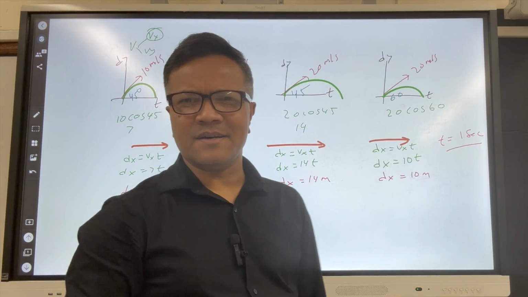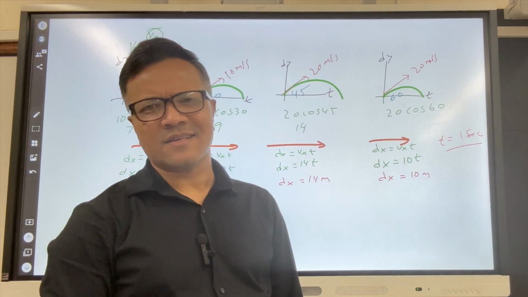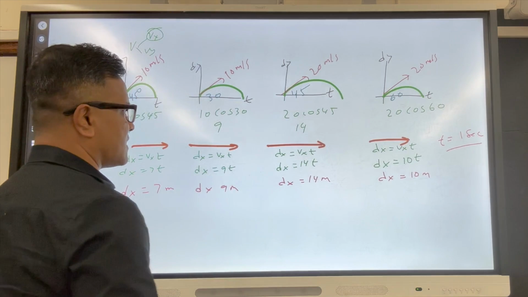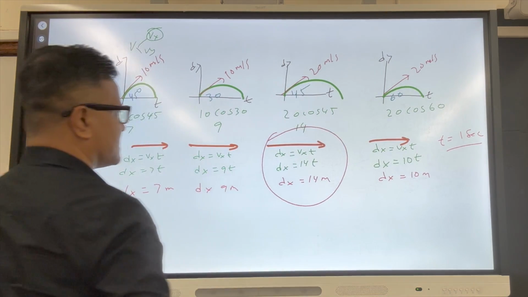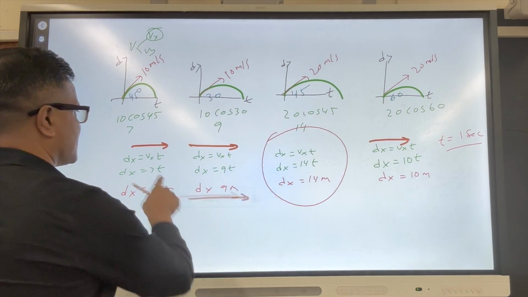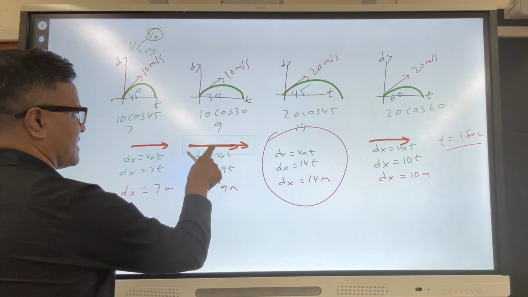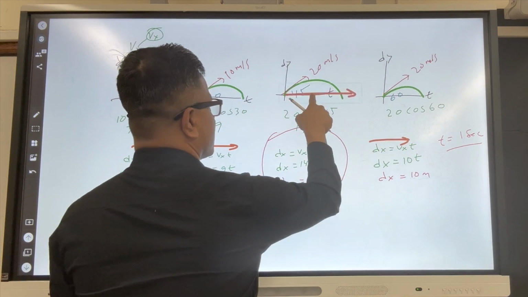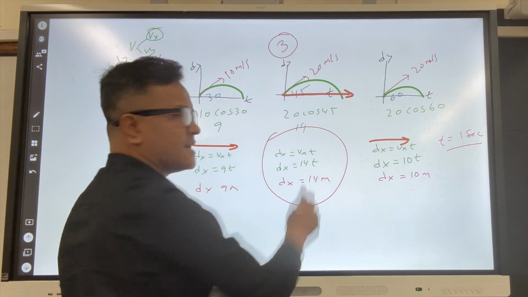Even if I make t 2 seconds, the answer would still be the same, and this is the biggest. So was my assumption right? Is this one bigger than this? Yeah. Is this one bigger than this? Yeah. Is this one bigger than this? Yeah. So this is the biggest. The answer to question number 1 is 3.